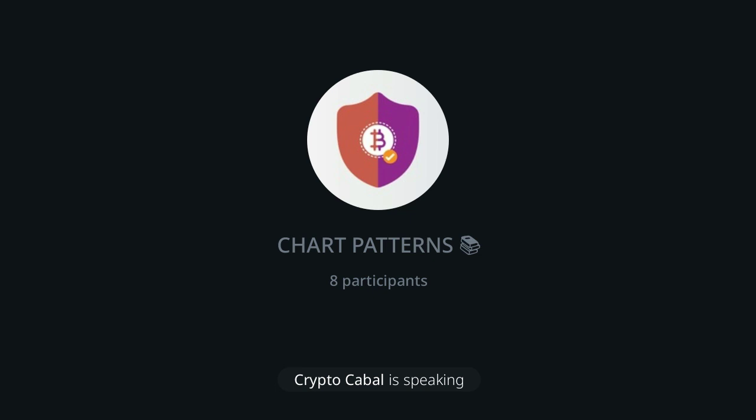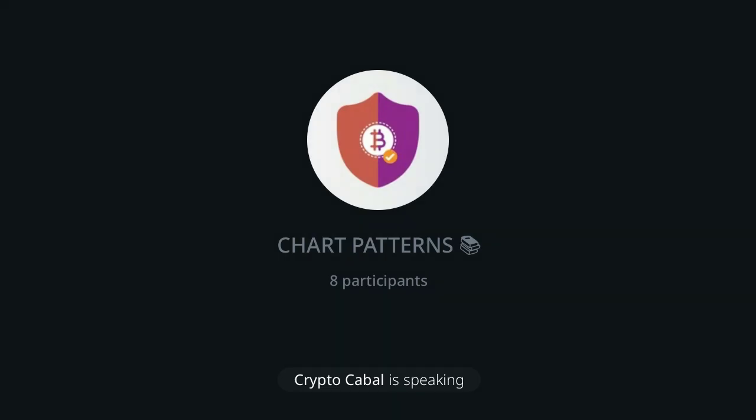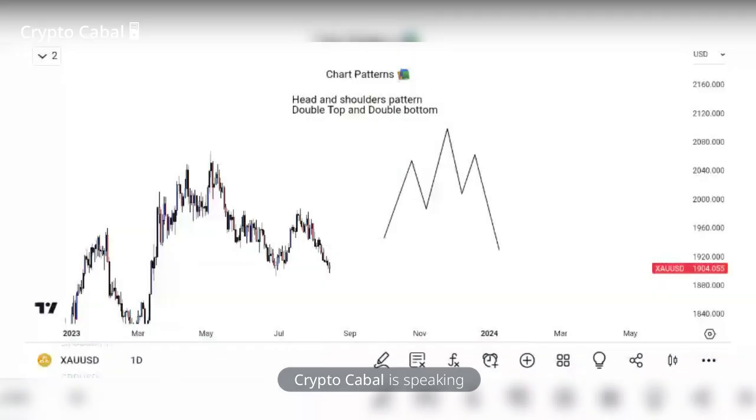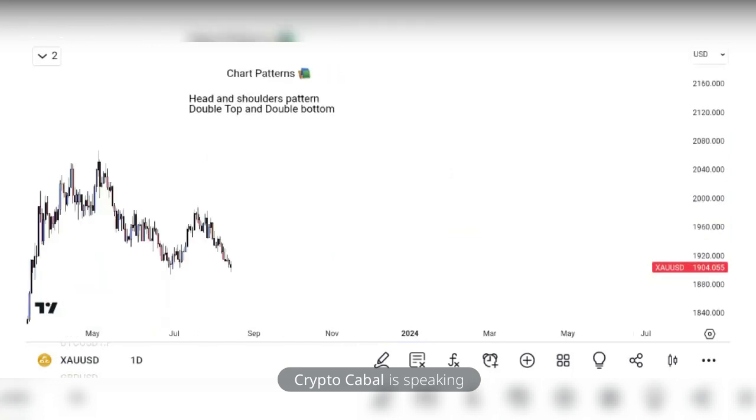So the head and shoulder pattern is just talking about a reversal from an uptrend to a downtrend, while the inverse is suggesting a reversal from a downtrend to an uptrend. So quickly, let's move to the second one, which is the double top and double bottom pattern.